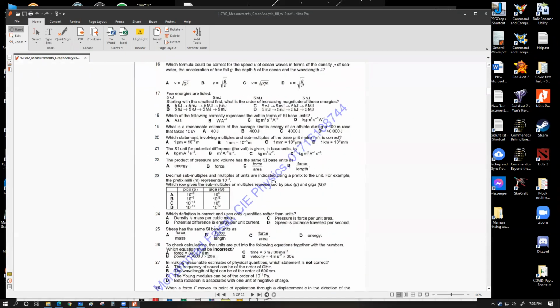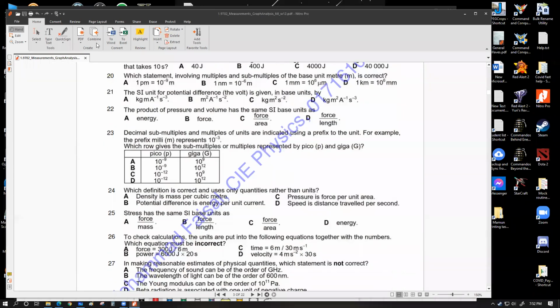Open 124. Acha, if we have a look at this question 24, this question tells us which definition is correct and uses only quantities rather than units. So we have to look out for a correct definition, which means the concept of the definition should be correct, and you should also not use any specific unit. I mean, if it can use per length, it can use per volume, but it shouldn't use per meter, it shouldn't use per meter cube, it shouldn't use per kg. It can say per mass or unit mass. That's the type of variation that we're looking for.